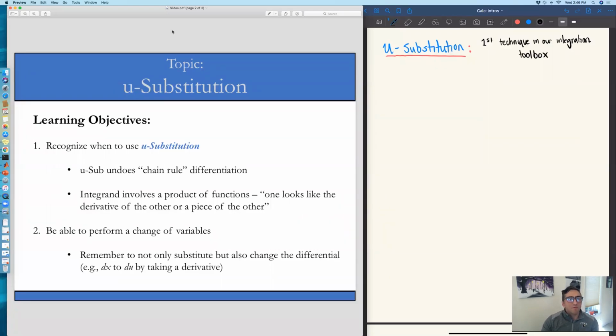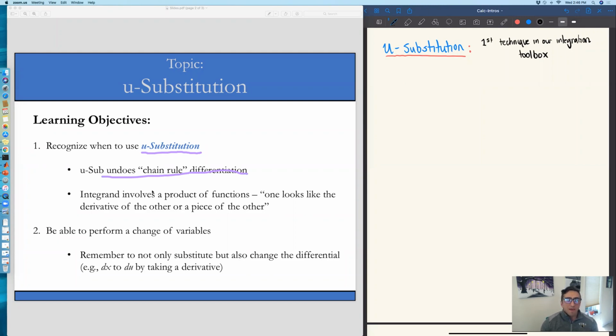Hi class, so today we're going to cover what's called u-Substitution. U-Substitution will be our first integration technique for our integration toolbox. As we go through class, we're going to do many examples involving u-Substitution. We'll see that it actually undoes chain rule differentiation, which will be how we motivate a lot of these examples as well.